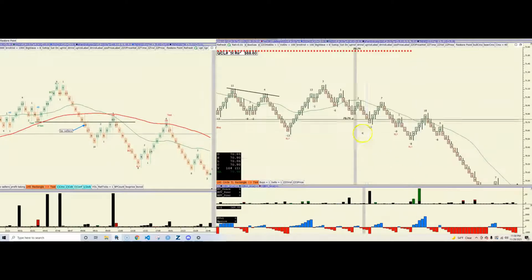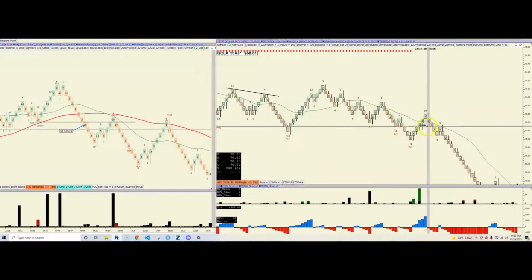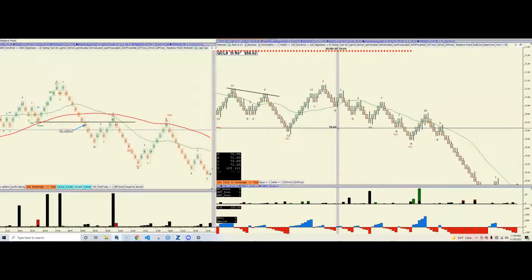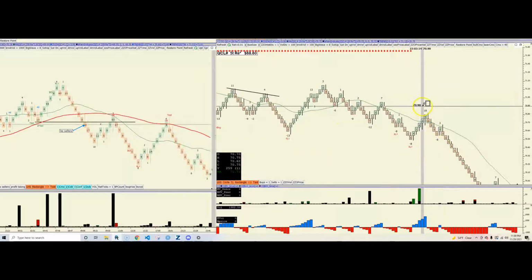And then it does this and this and this, and one key thing that really set things up was right here.